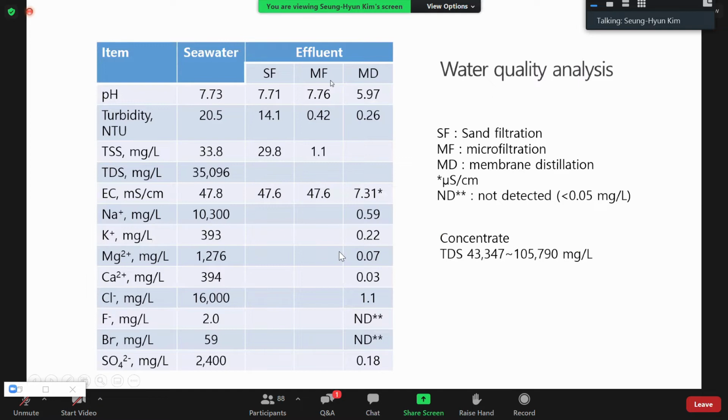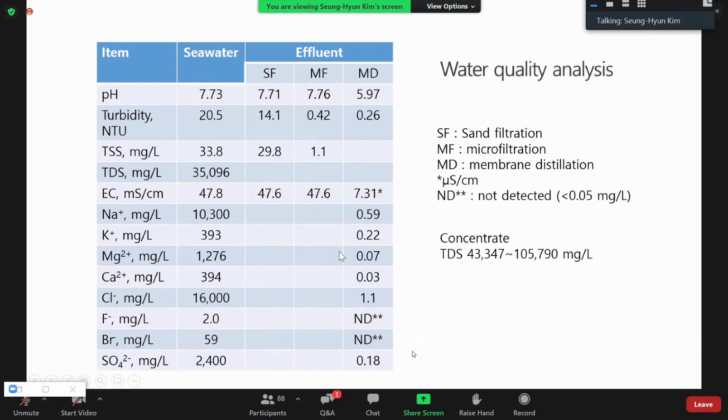And this slide shows water quality analysis data. In this seawater, you can notice high suspended solid concentration. Suspended solid concentration is 34 milligram per liter, and turbidity level is 21 NTU. After the sand filter, it is still very high in suspended solids and turbidity level. So lots of particles are actually sent to the membrane distillation module. It creates a fouling problem, actually pore blocking problems. So we installed microfilters, and microfiltration successfully reduced the TSS level, so that we can operate in better conditions.